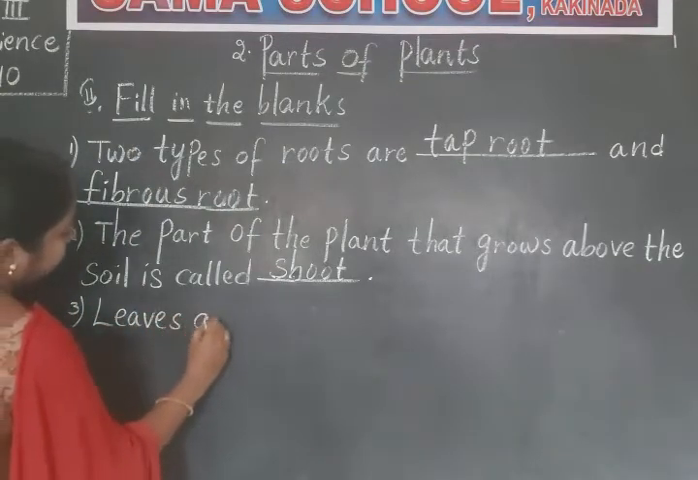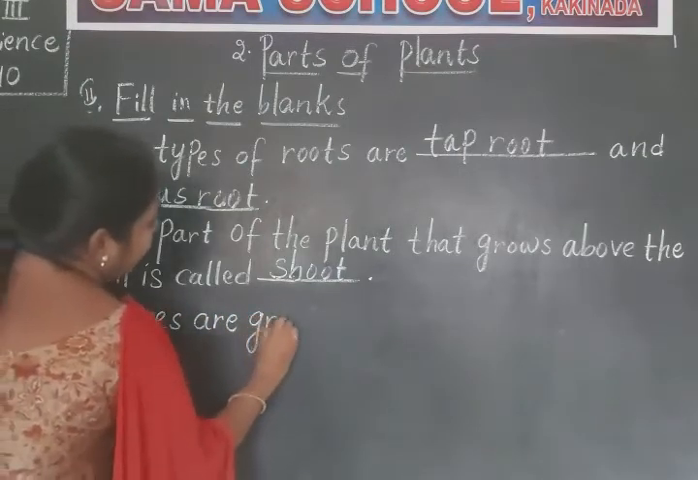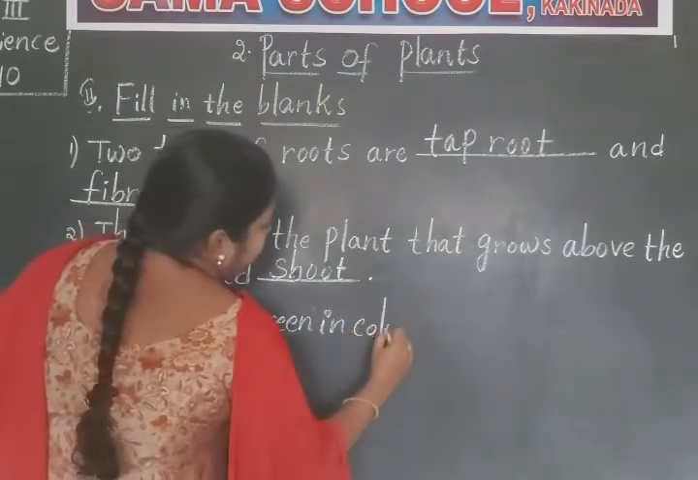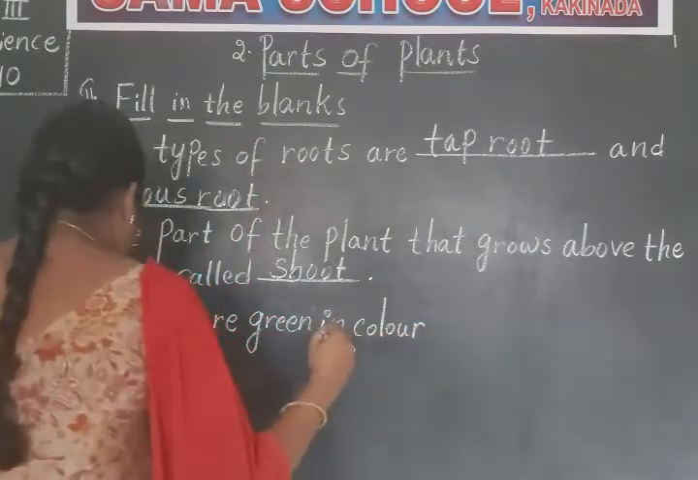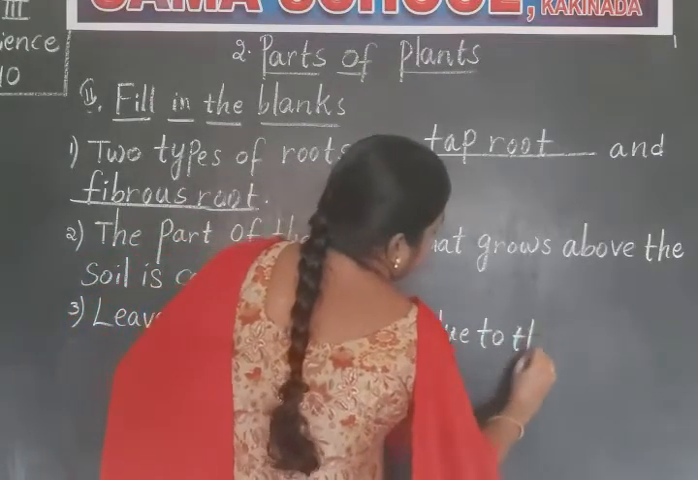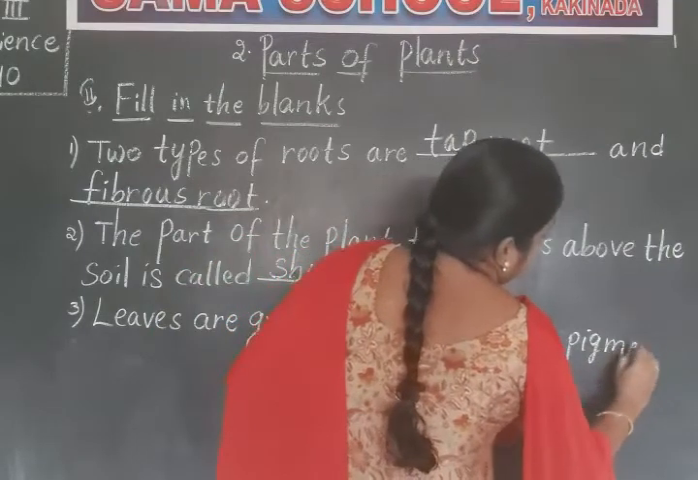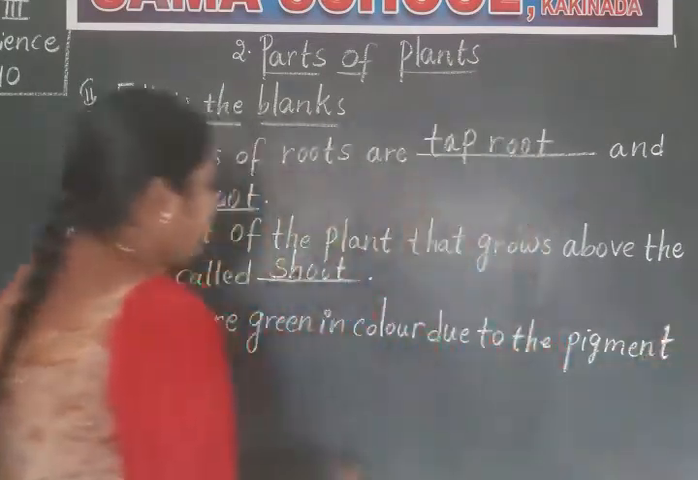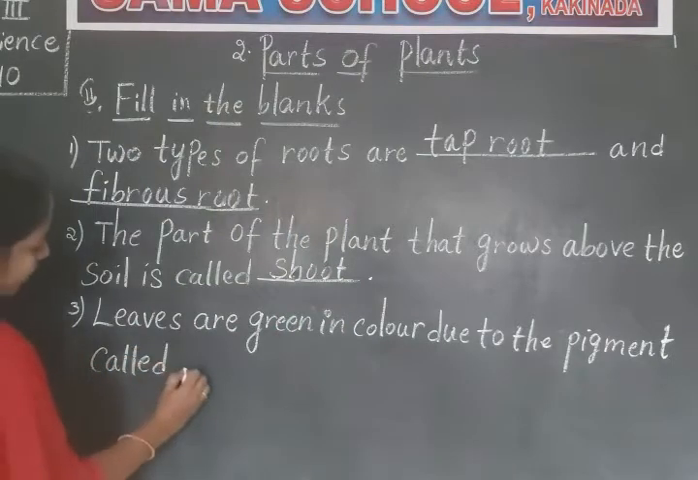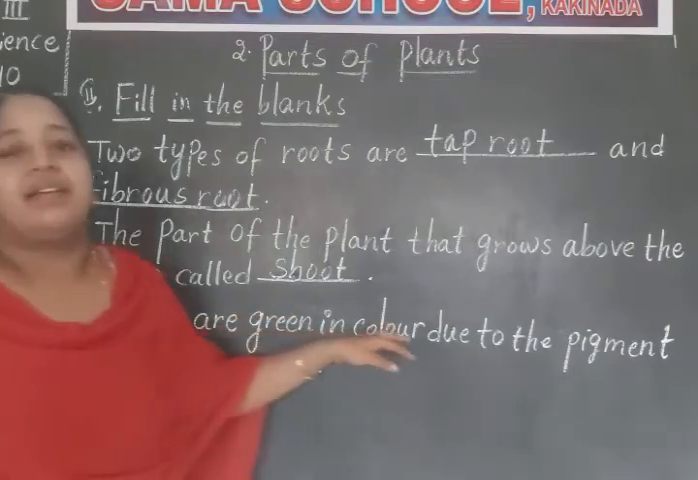Leaves are green in color due to the pigment called dash. So if you observe the leaves, most of the leaves are green in color.